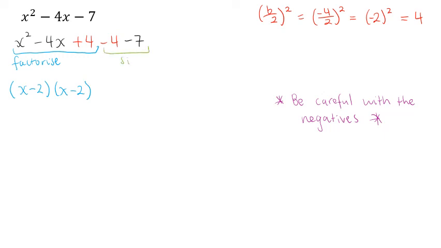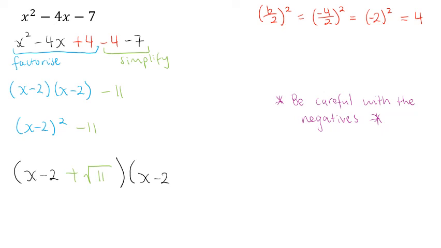Then I need to simplify this end part here. Negative 4 minus 7, negative 11. So I can just rewrite that out. X minus 2 squared minus 11. Then I'm going to factorize using dots. So the first part of the perfect square. Then I'm going to plus square root 11 and minus square root 11. And that's my answer done.